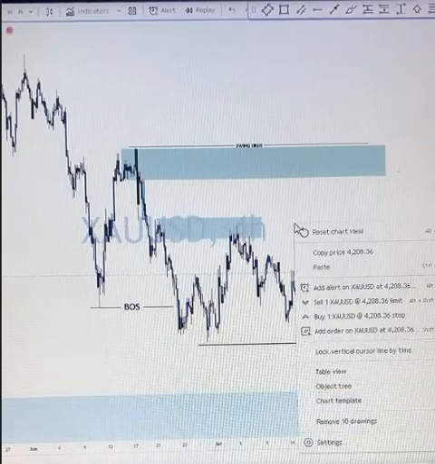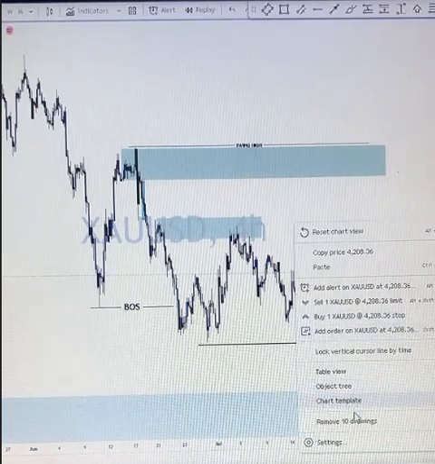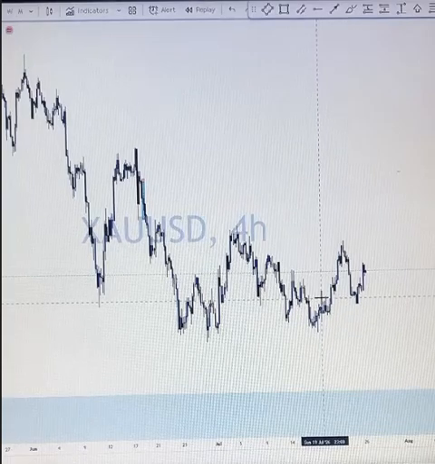All right, so to analyze on 4 hours, first thing we do is we clear our chart.